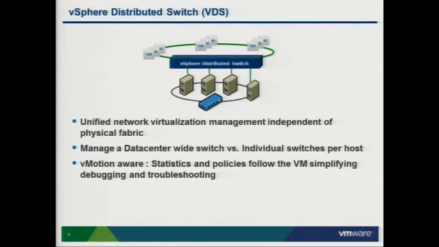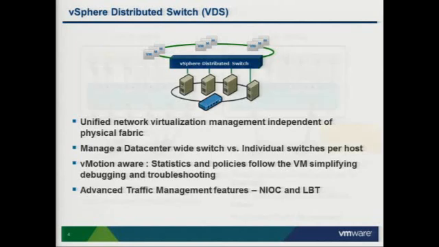It provides statistics and policies. So you can have port policies also defined for that particular port. So you have policies at port group level, uplink level, and port level. So with the distributed switch, you can move the port policies also when you do the vMotion. And it helps in debugging and troubleshooting. Then there are advanced traffic management capabilities such as network I/O control and load-based teaming. And I will go into a little more detail on why you need network I/O control and load-based teaming features.